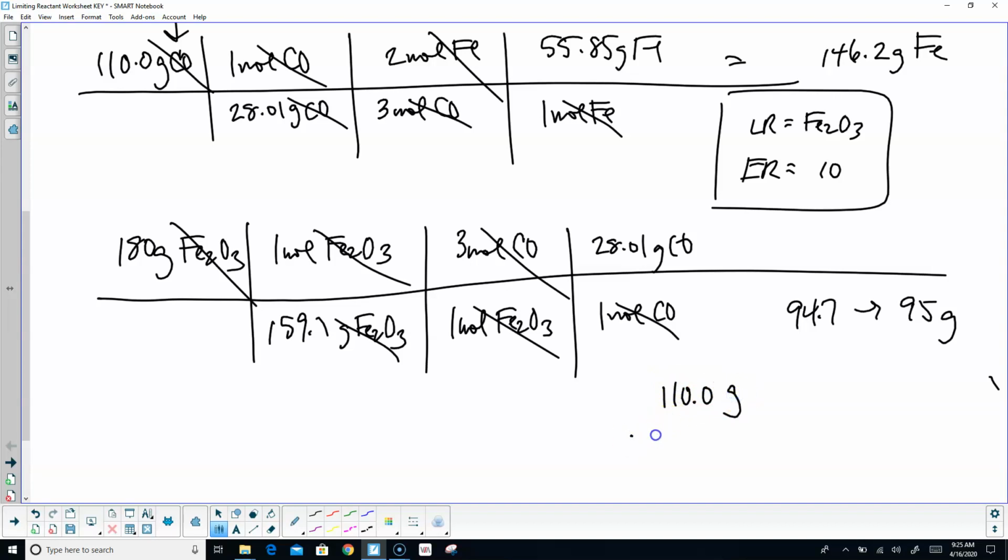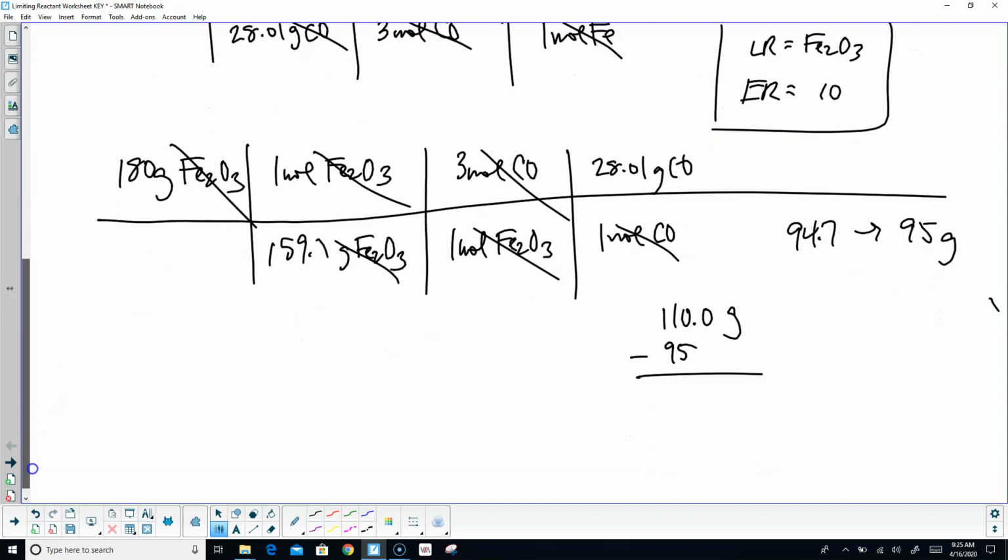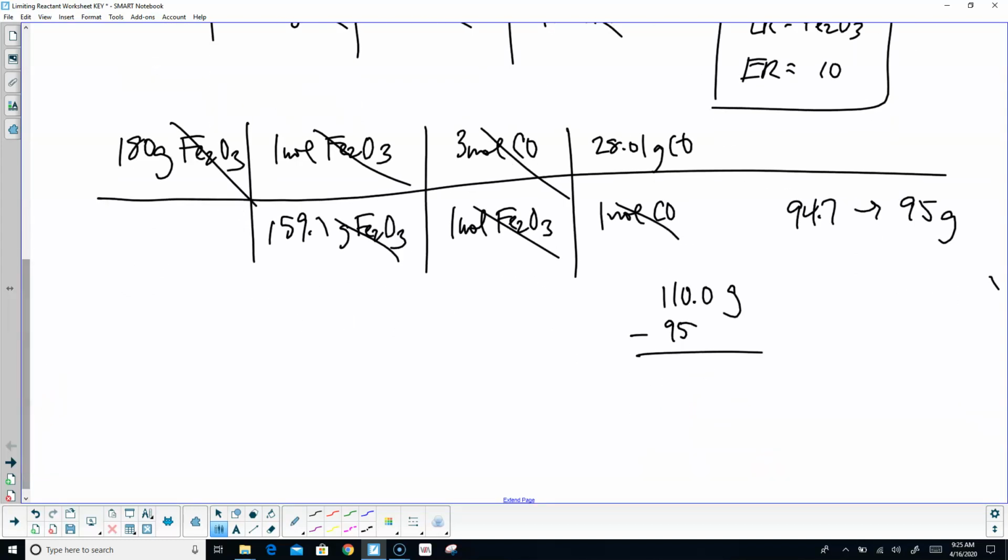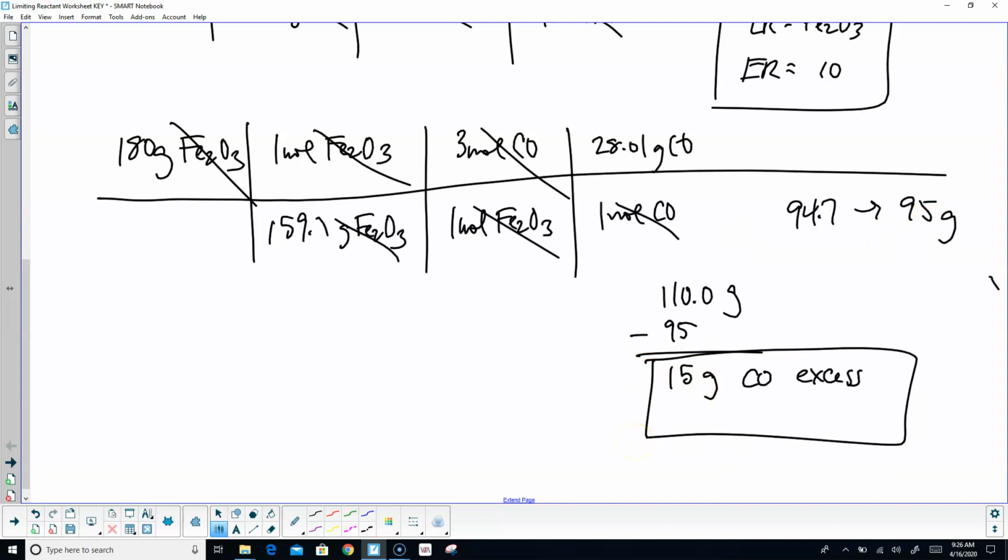Okay, and we know that we started with 110 grams, but it only reacted with 95 grams. When you do that subtraction, it ends up being 15 grams. This is of carbon monoxide in excess. You cannot say 15.0 because 95 was only accurate to the ones place, so your measurement can only go to that. So 15 grams of carbon monoxide left over.